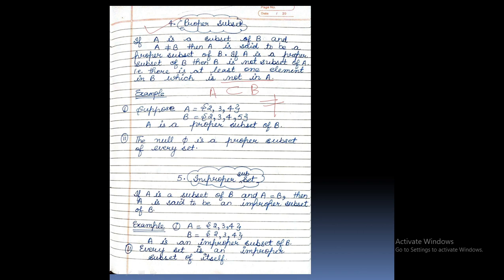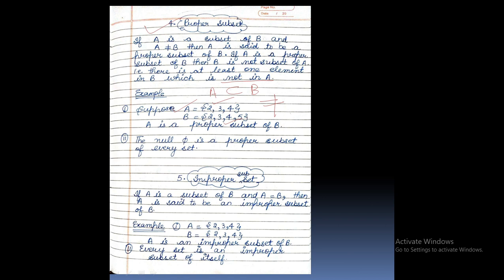For example, A has elements 2, 3, 4. B has elements 2, 3, 4, 5. Here you can see 5 is not present in A. So we can say that A is a subset of B. B is not a subset of A and A is not equal to B, because in A there are 3 elements, 2, 3, 4, but in B there are 4 elements, and 2, 3, 4 are the same, but 5 is not the same and is not present in A.